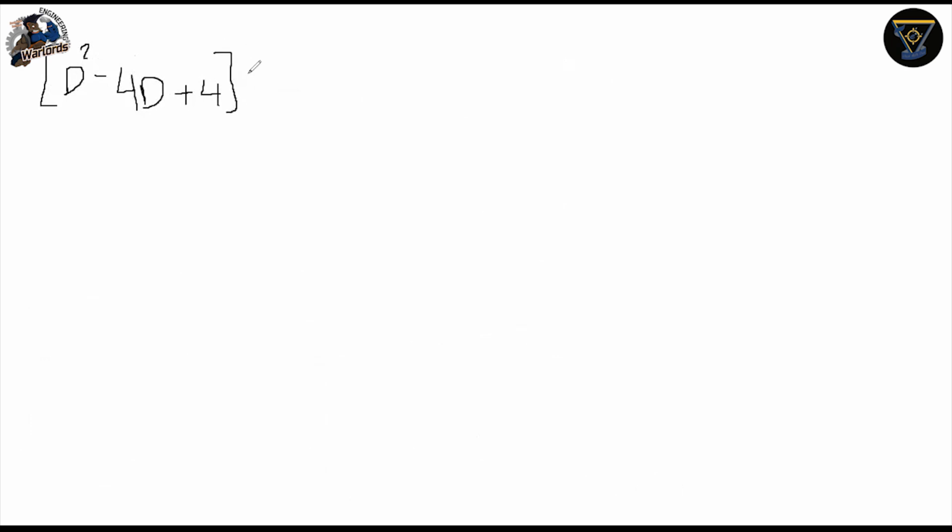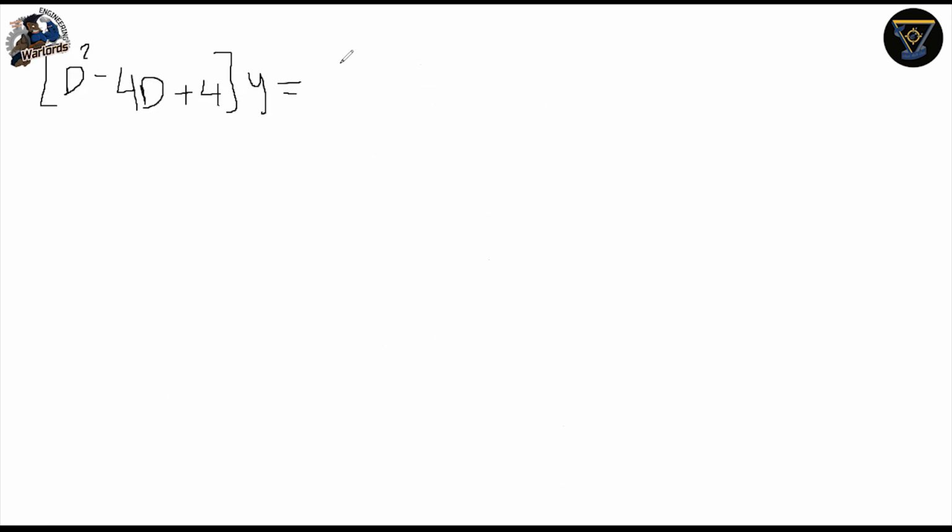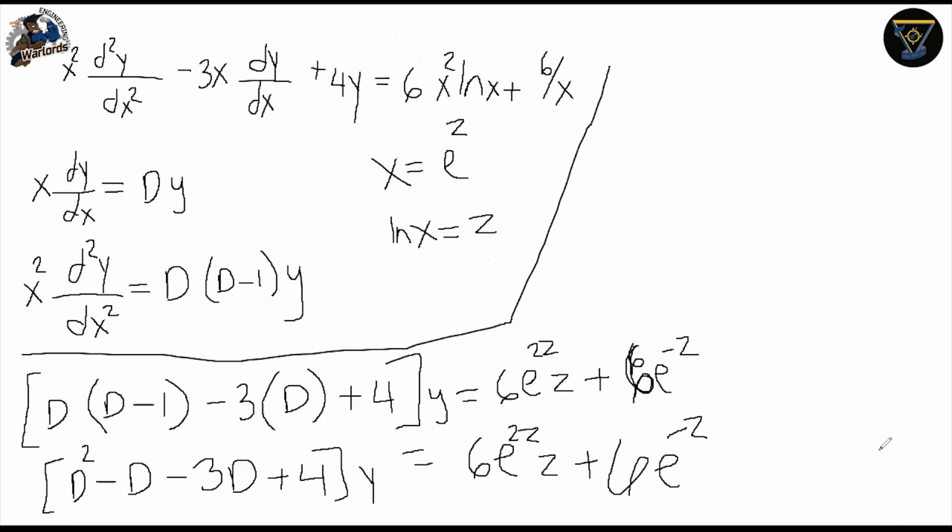And we have our y is equal to... And when we go back now, we have this here, which is 6e to the 2z multiplied by z, and we have plus 6e to the minus z.